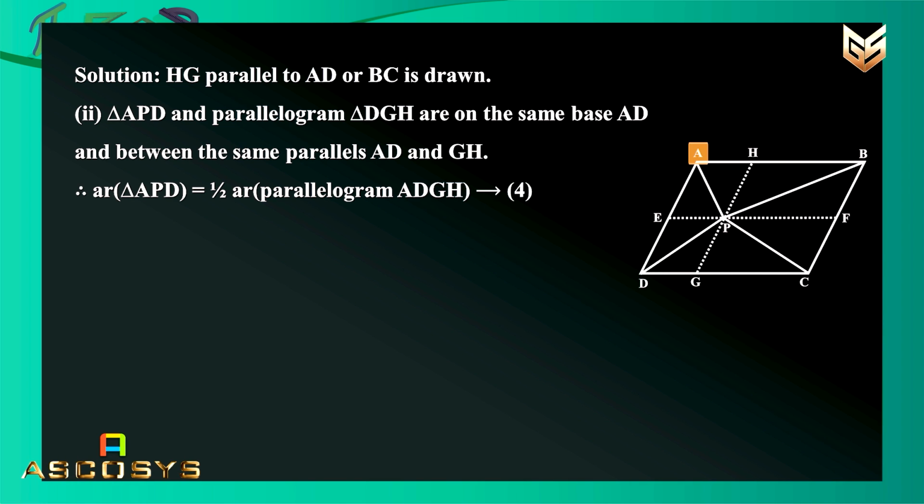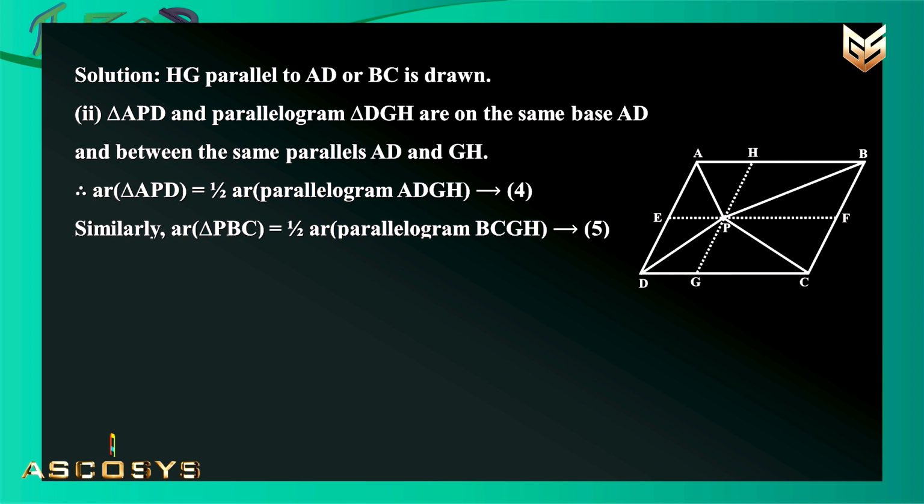So, we can write area of triangle APD is equal to half of the area of the parallelogram ADGH. Let it be equation number 4. Similarly, we can write area of triangle PBC is equal to half of the area of the parallelogram BCGH. Let it be equation number 5.